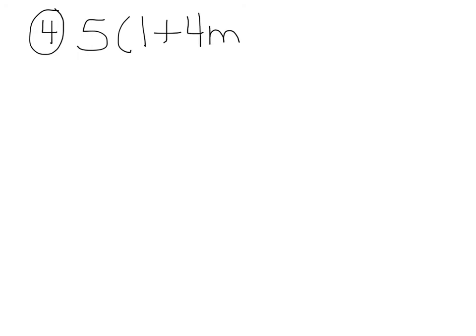Number 4 on your worksheet is 5 parentheses 1 plus 4m close parentheses minus 2m equals negative 13. Hit pause and work it out on your own.